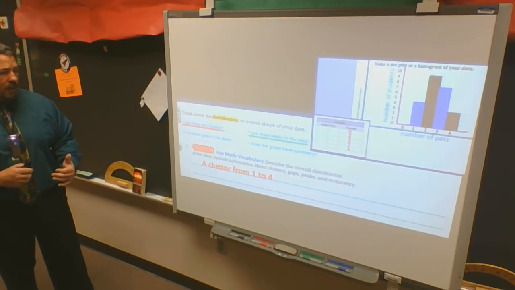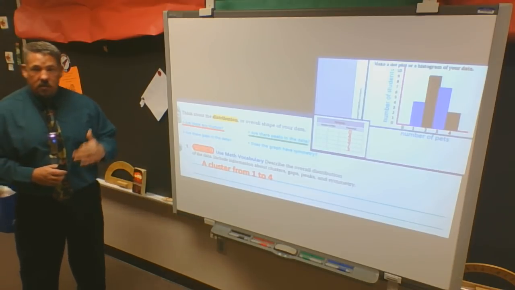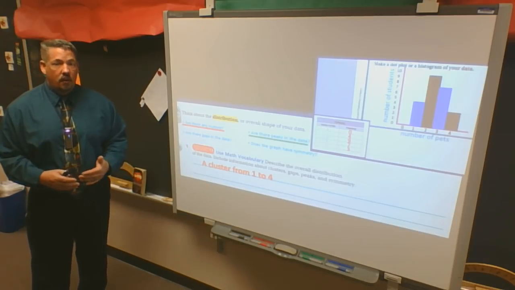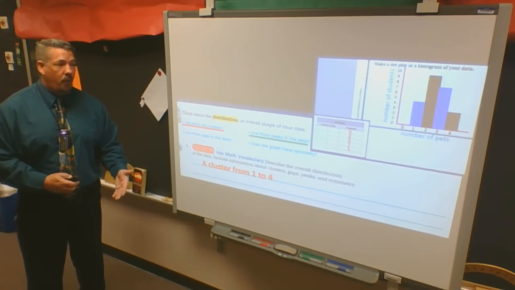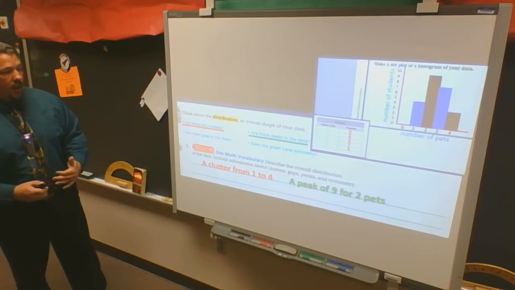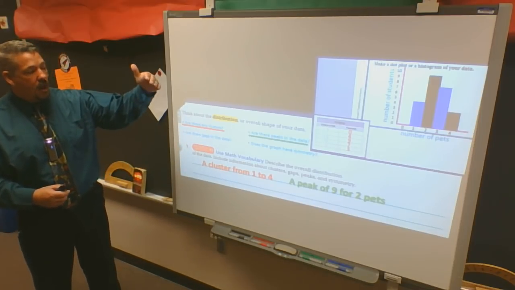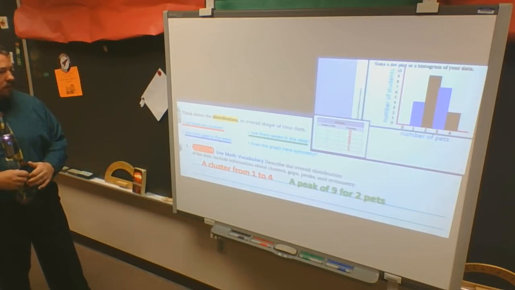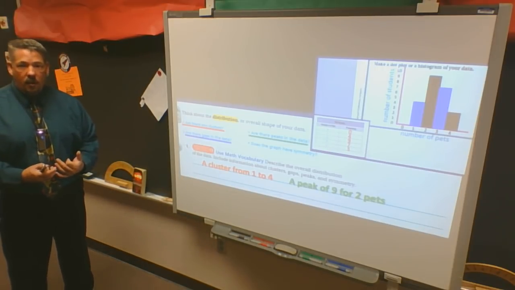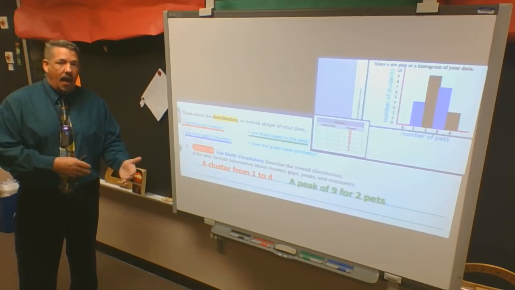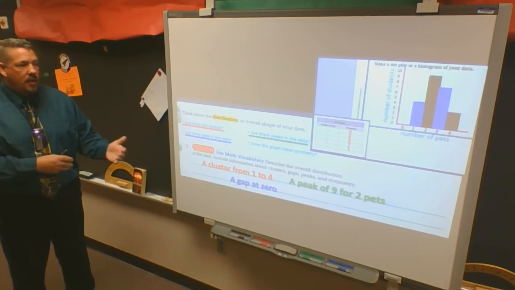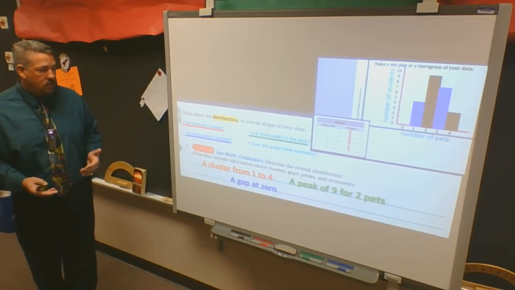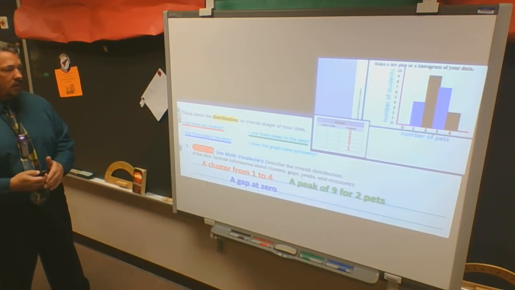Are there peaks in the data? There are peaks. The tallest point. And if you say, well, explain how you know it's a peak, your answer would be because it's the tallest point. There is one peak, and that peak is getting up to 9, where we had 2 pets for a class member. Are there gaps in the data? There is a gap, and that's because I didn't have anyone that had 0 pets. Okay? So I know there's a gap at the 0.